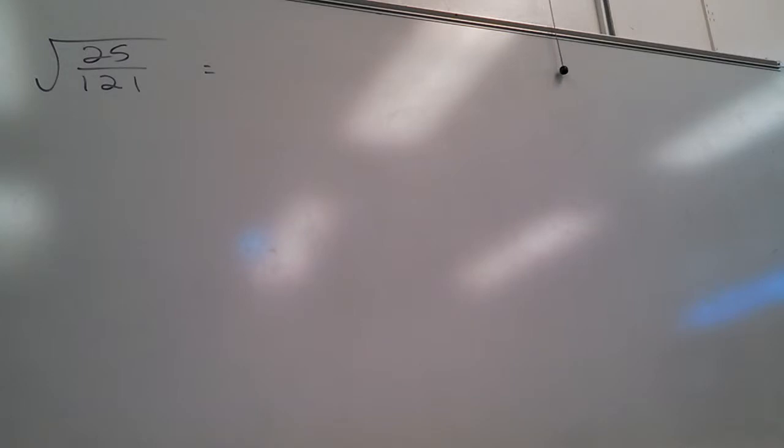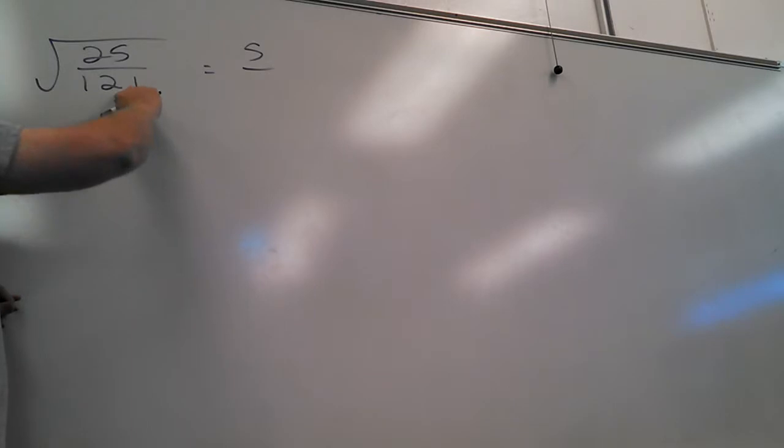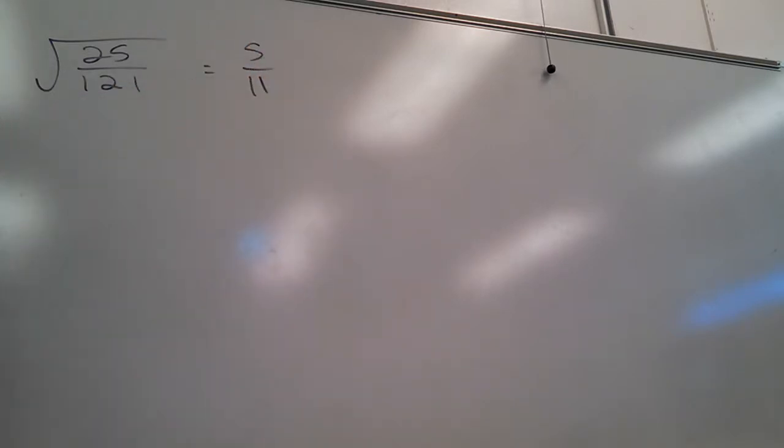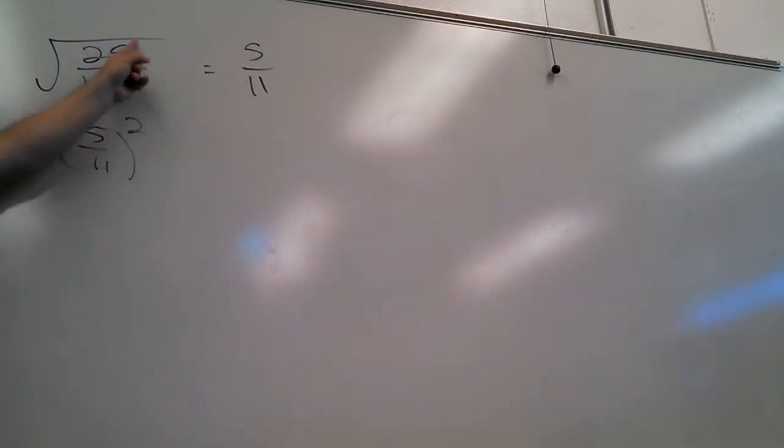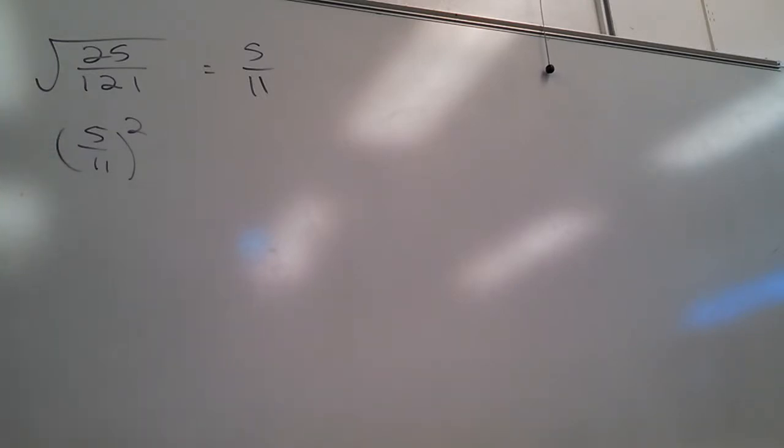5 over 11. Exactly, right? Because 5 times 5 is 25. And what does it take 2 of to make 121? 11. To check yourself, you take 5 over 11 and you square it. Square root is the opposite of square. So if I apply a square to my answer, I should get whatever is inside there. I do the opposite thing to check it. So just put the 2 and then put the 25 out of 121.